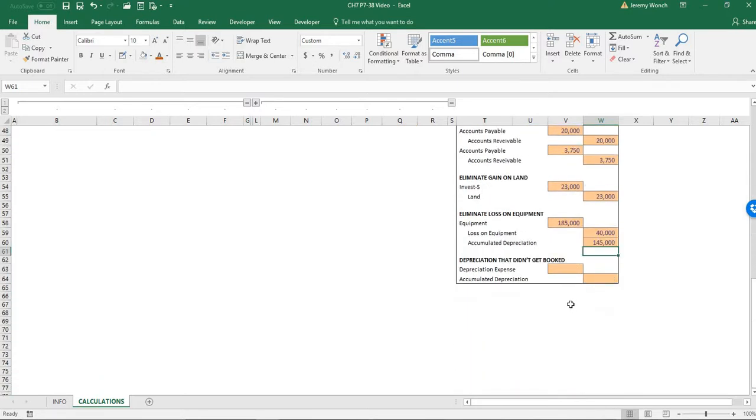And so the last journal entry we have to do is we have to record that depreciation that didn't happen but should have. And so we had that difference of $40,000, and there was 10 years left to depreciate that $40,000, so that's $4,000. So, and that is all there is to it.